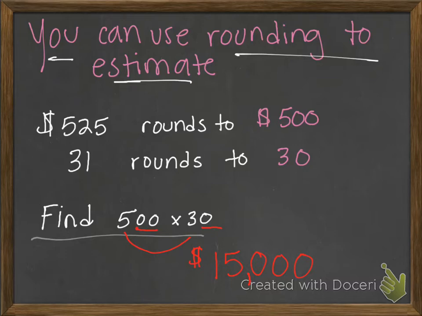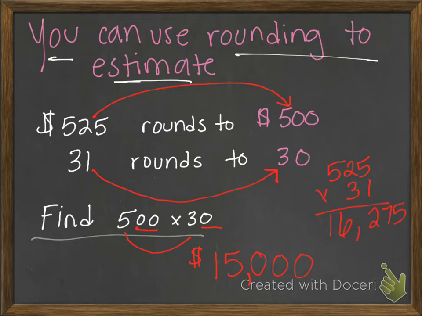All right, so on state assessments or in practice work, you might find that they ask you, was this an overestimate or underestimate? Well, what did we do? We went down from 525 to 500, and we went down from 31 to 30. So I already know that we underestimated. Another way to find that out would be to do the actual problem of 525 times 31.